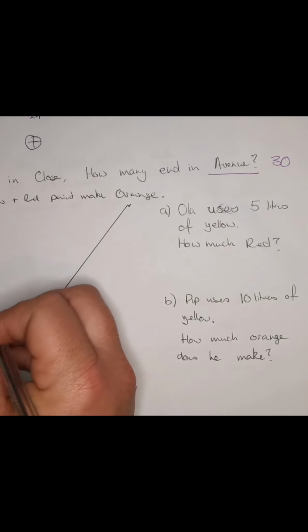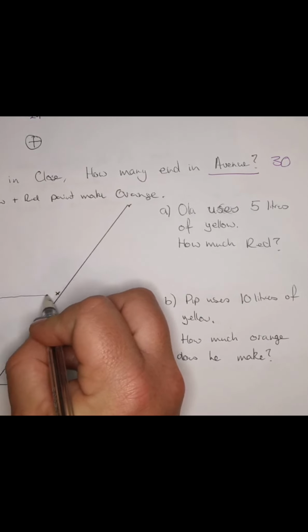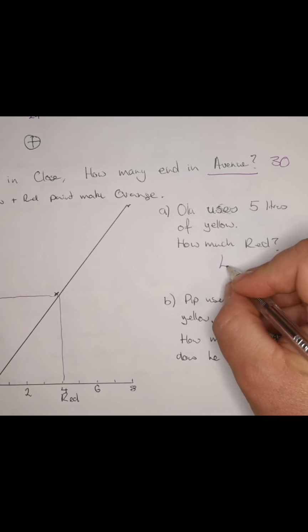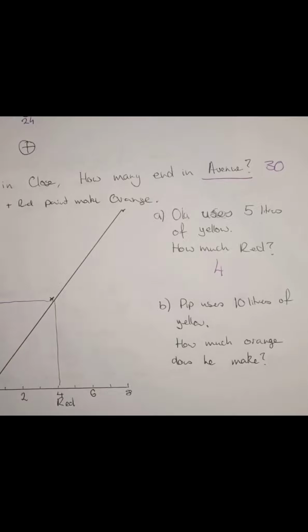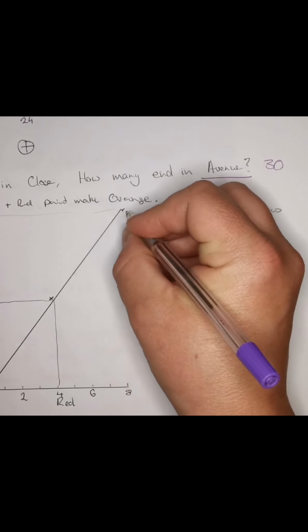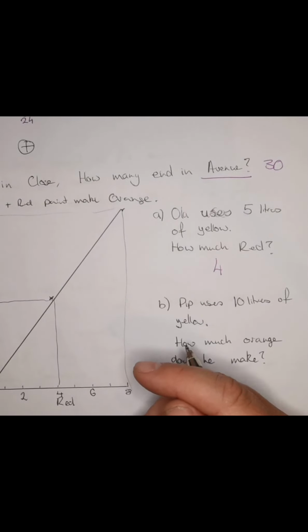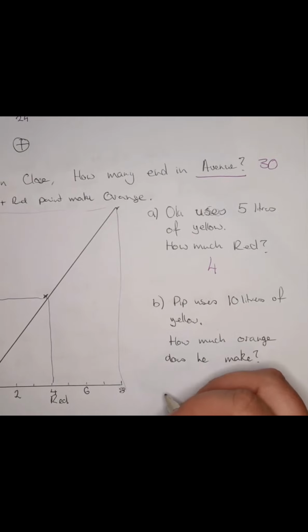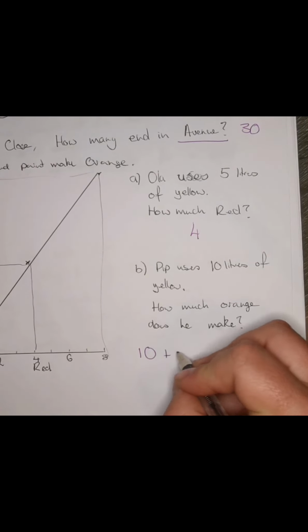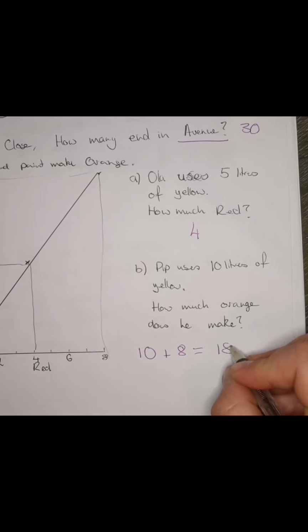How much red? So actually, if you read across from 5 litres of yellow, it should have come down to about 4 litres of red. Pip uses 10 litres of yellow. How much orange does he make? So 10 litres of yellow, if I read across to my line and then all the way down, that is 8 litres of red. So that is 10 litres of yellow plus 8 litres of red for 18 litres of orange.